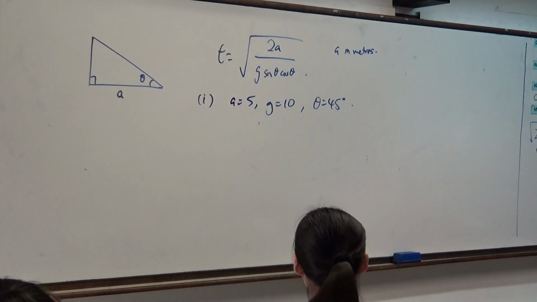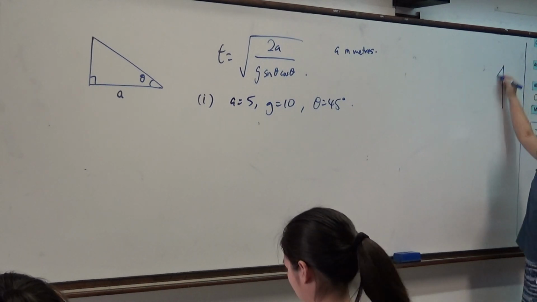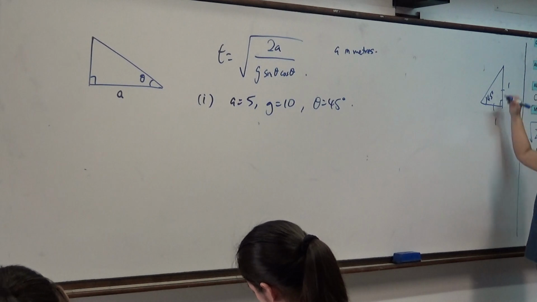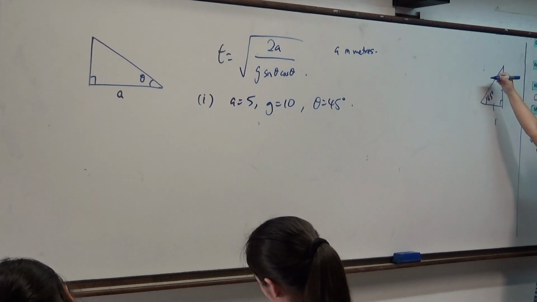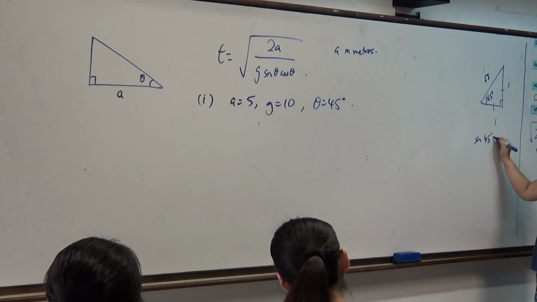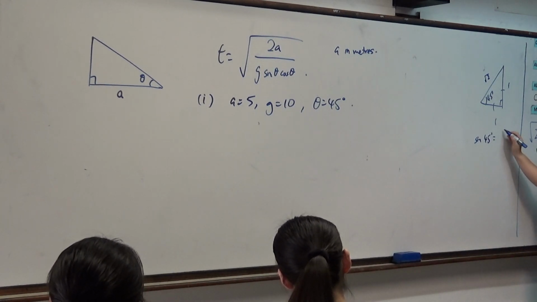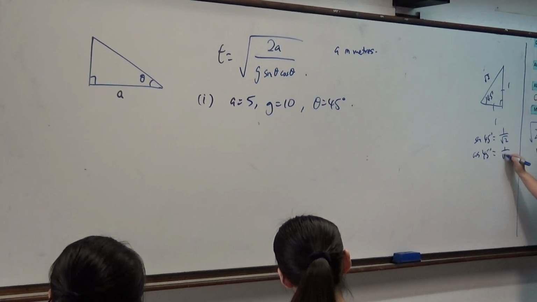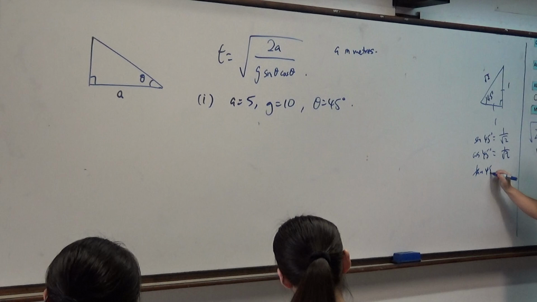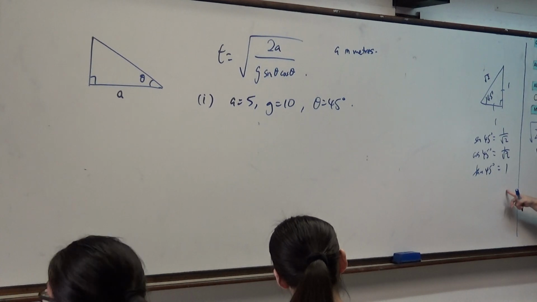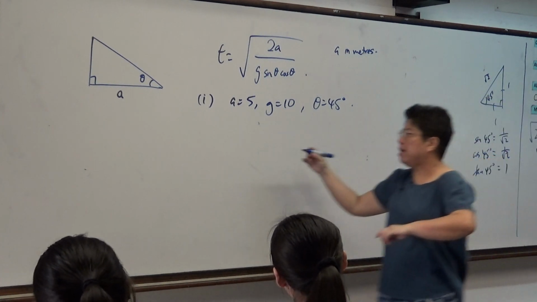Now let's do the 45 degrees first. Let's practice, focus. What is sine 45? 1 over root 2. Cosine 45? 1 over root 2. Tangent 45? 1. Tangent 45 equals 1 must be memorized, because when you draw graphs later, you must know this also. Okay, now we just plug in.